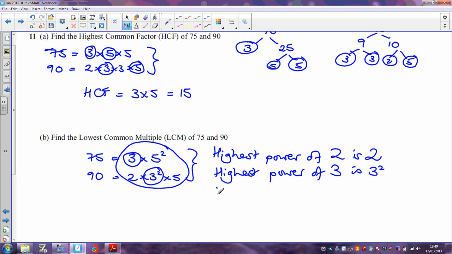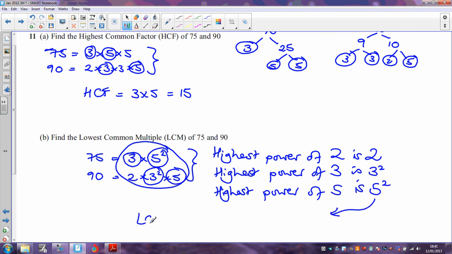Okay, so let's have a look at 5 then. So we now need the highest power of 5. In the same way, we've got 5 squared here, 5 here. The highest one of those is 5 squared. And to find the lowest common multiple, we multiply these together. So the lowest common multiple is going to be 2 multiplied by 3 squared multiplied by 5 squared.